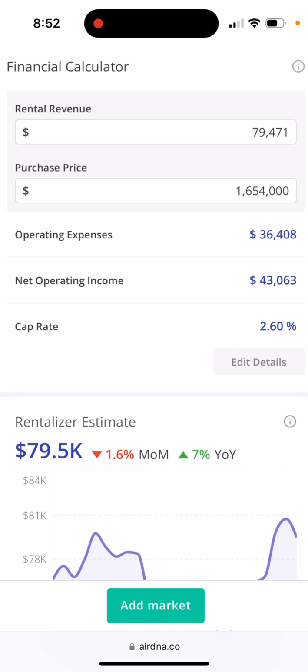So there are probably also other Airbnb analyzer apps, so you can definitely check them out. If you know of any other ones, just leave them in the comments.